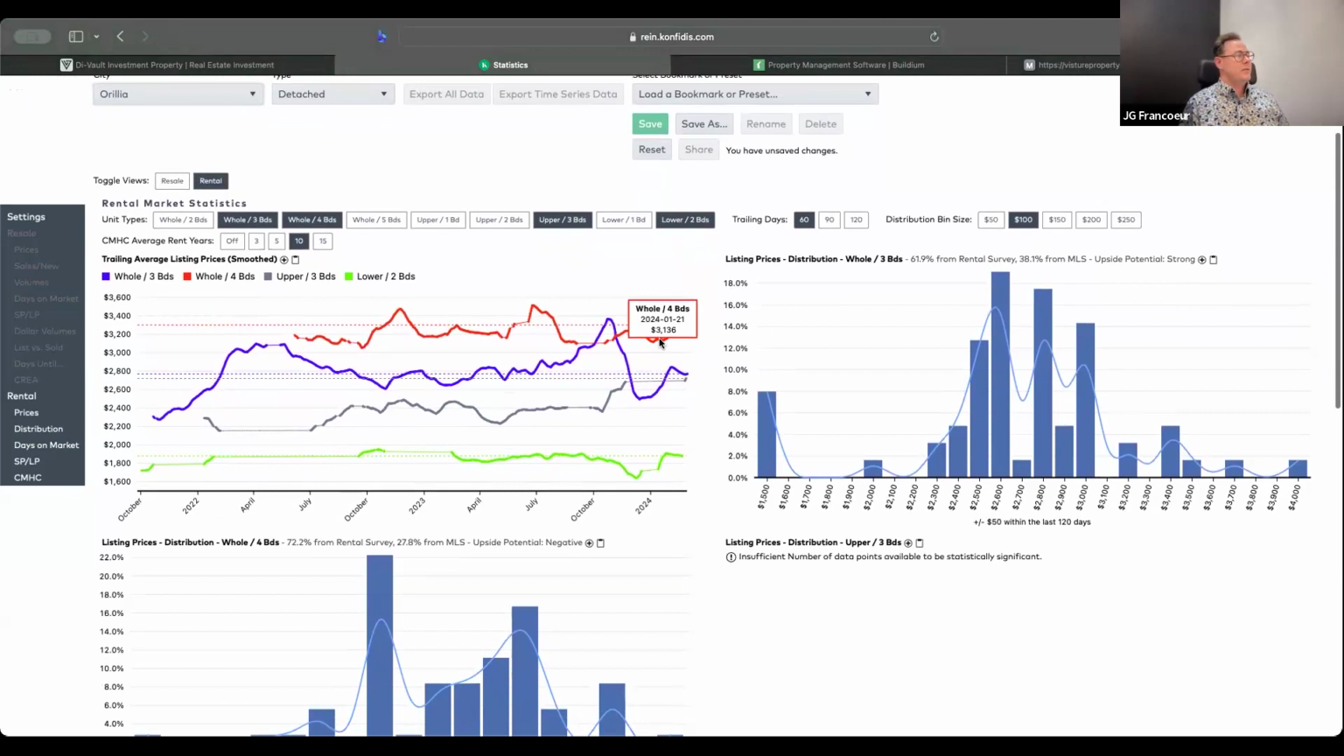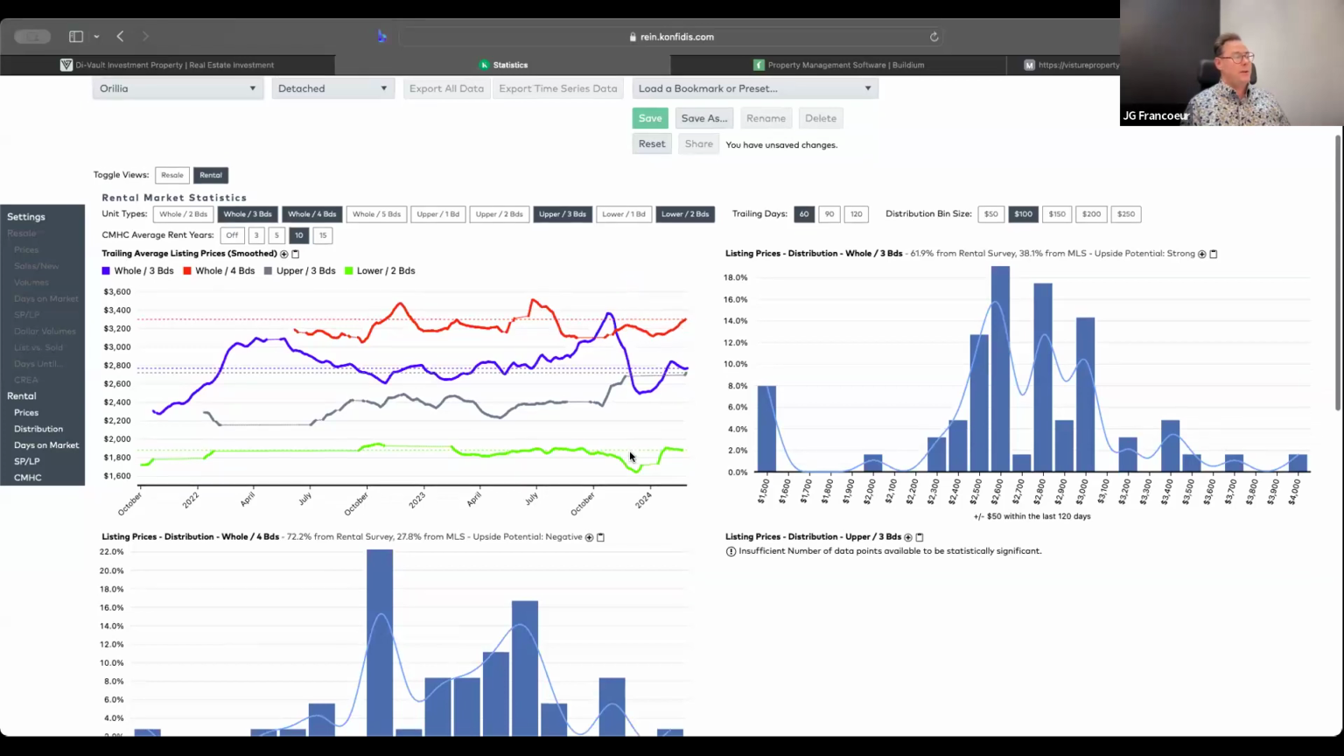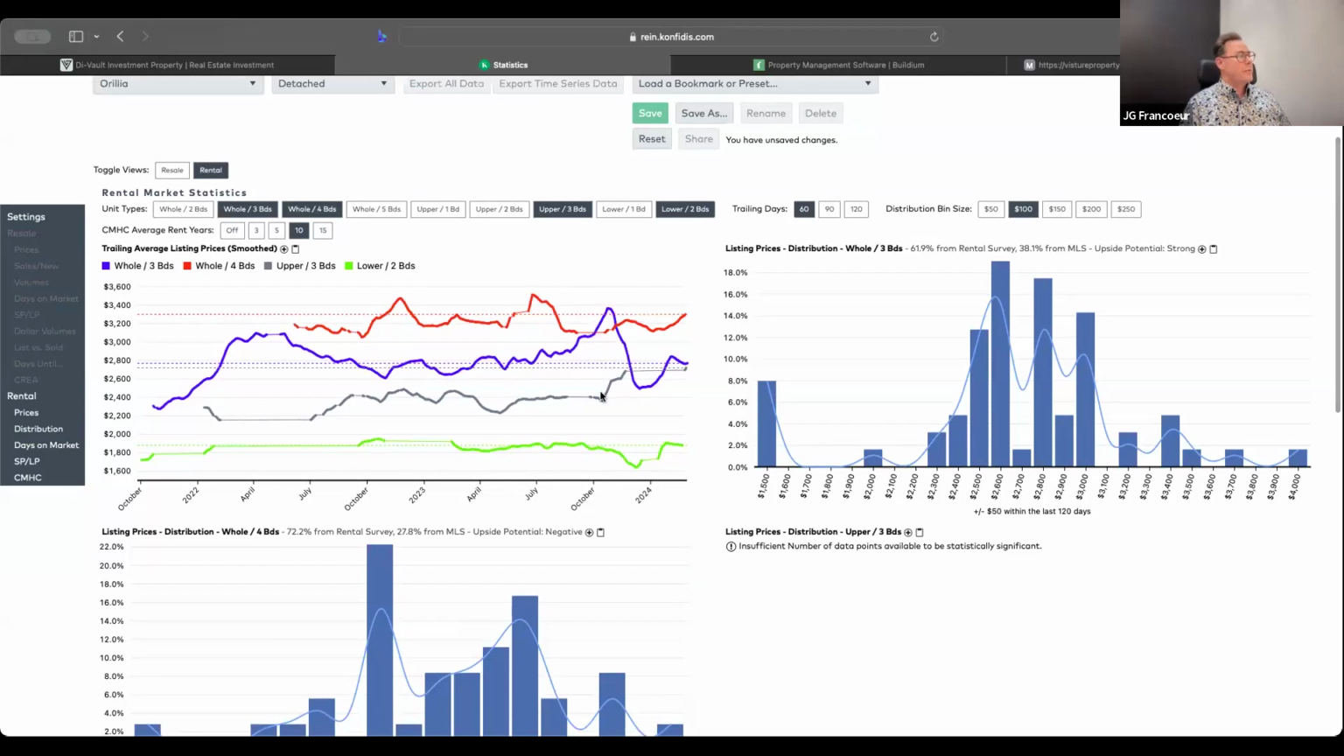You can see, look at 4-bedroom homes. They are on the uptick. You can see 3-bedroom homes, they're on the downtick, and it looks like they may have bottomed out here, but they're definitely on the downtrend, whereas 4-bedroom homes are on the uptrend. You could see here, three-bedroom upper units have been on the way up since October, and they are right now on average, and I'll show you the distribution, but they're definitely on the way up.